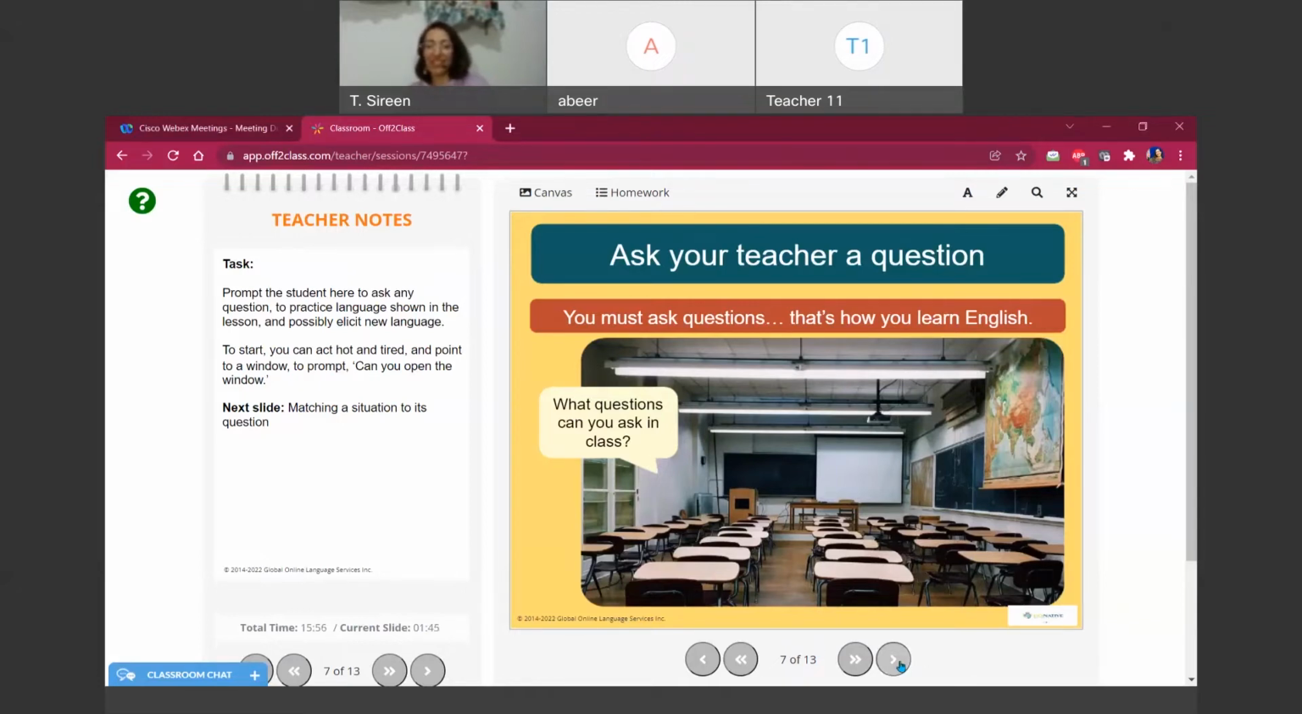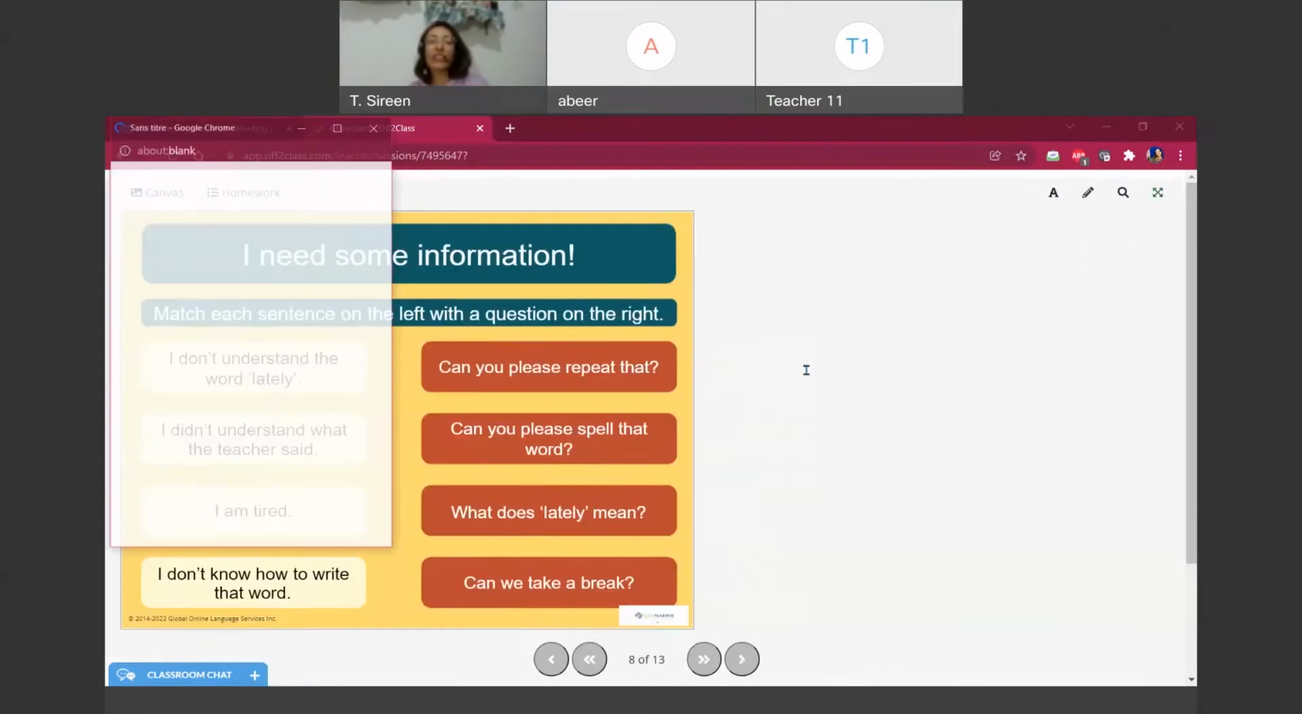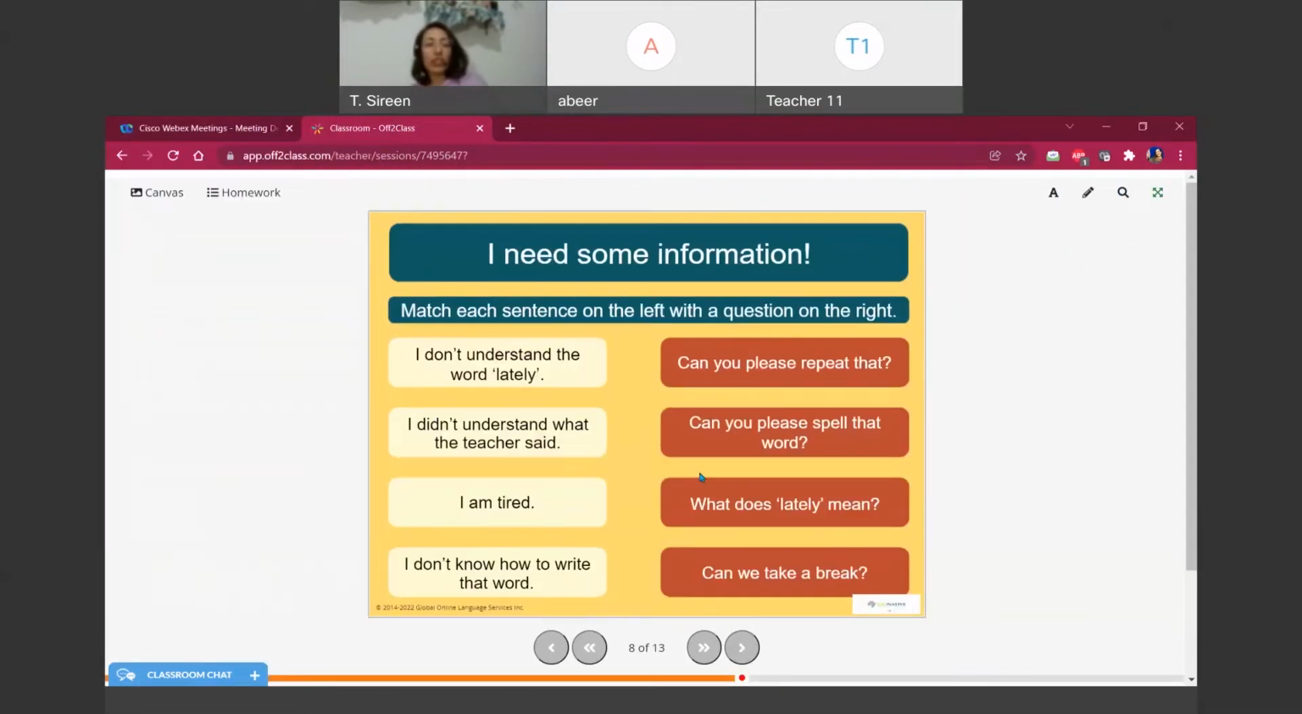Okay. In here, let's try to do this. I need some information. Match each sentence on the left with a question on the right. So here, for example, let's try to put the sentence for the question on the right. You can use them or you can teach your students how to ask correctly. Okay. For example, if I say, I don't understand the word lately.